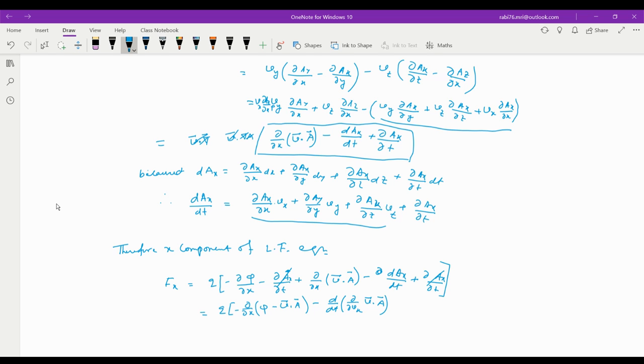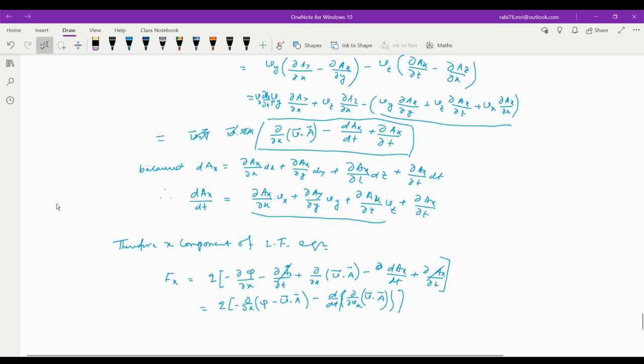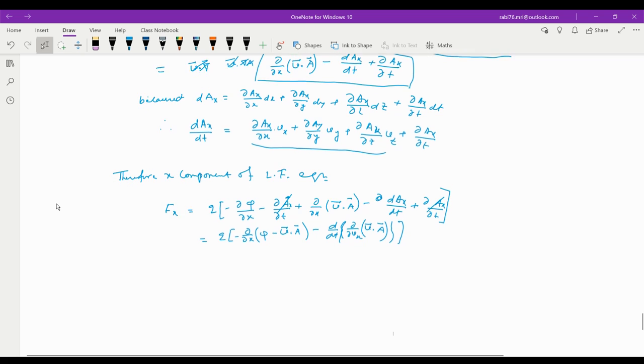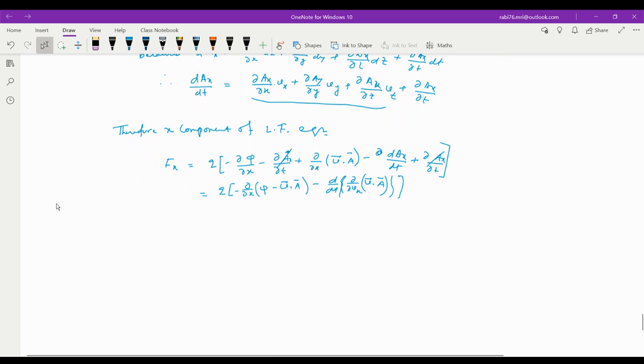It can be written like this because v dot A equals vx ax plus vy ay plus vz az. Now you are taking differentiation with respect to vx, so ax will remain. So here a double derivative is there, right? Now phi, this is a scalar potential and it will not depend on time.